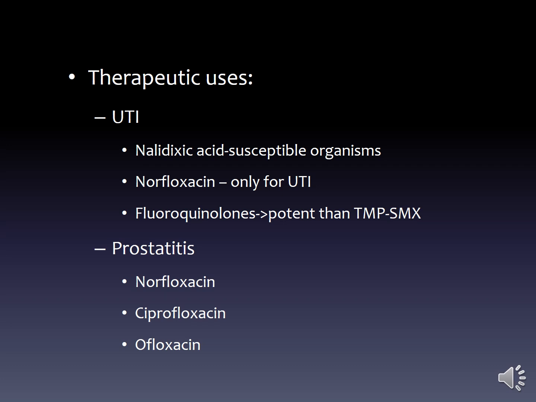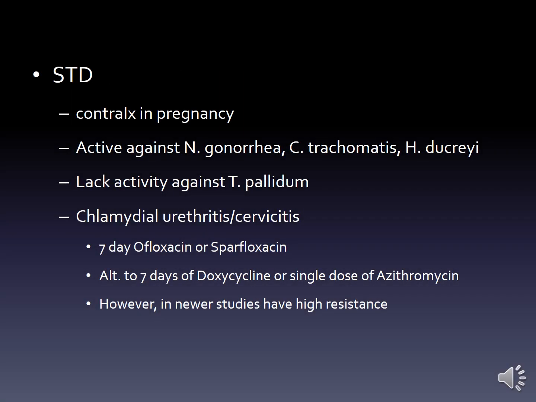So what are the uses of quinolones? For UTI: nalidixic acid, only for susceptible organisms. Norfloxacin, also only for UTI. Fluoroquinolones are way more potent than cotrimoxazole. For prostatitis, you can also use these antibiotics. For STDs, quinolones are contraindicated in pregnancy, but they're active against gonorrhea, chlamydia, and Haemophilus ducreyi. But they lack activity against syphilis.